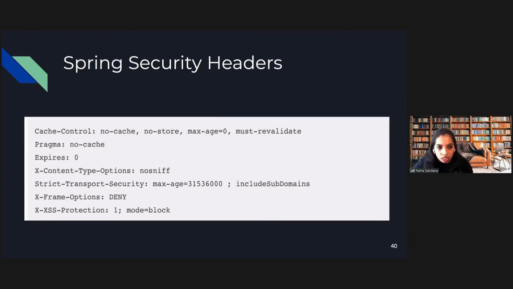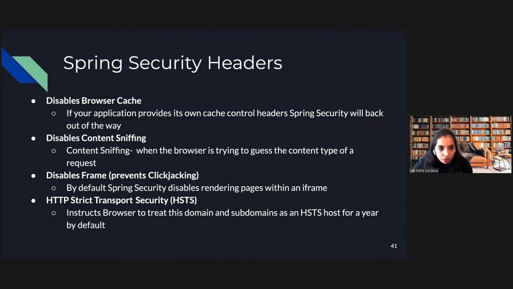It disables the browser cache. If you see the first line, max age 0, this is telling the browser to disable the browser cache. It basically means that the browser is trying to cache the values. If you want to have your custom cache and you want this to be cached, Spring will back away. But by default, Spring will try not to cache the URLs or your data in your browser, so that when you access any malicious site, it can't steal from the cache.